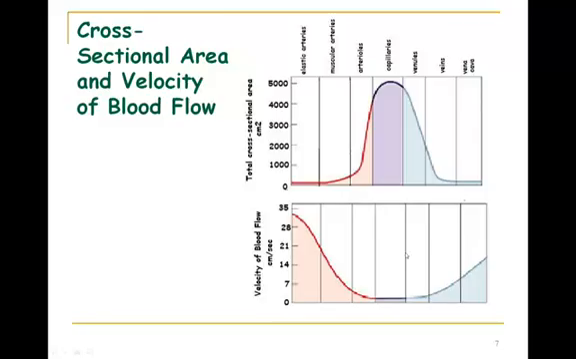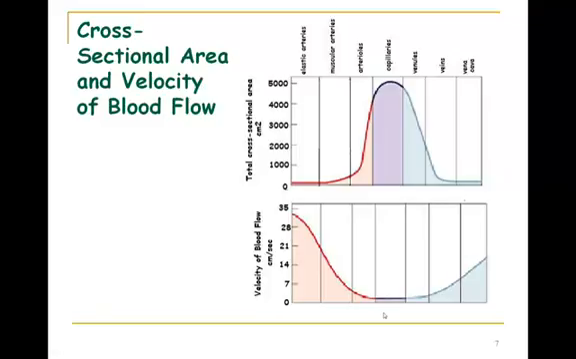Okay? Now you can see in our circulation the relationship, or what parts of our circulation have the highest total cross-sectional area and its relationship to velocity of blood flow. So if you notice here on this top picture, your capillaries have the largest total cross-sectional area. We have lots and lots and lots of capillaries. And you'll notice, look down at the bottom picture, the velocity of blood flow is the slowest. Why?